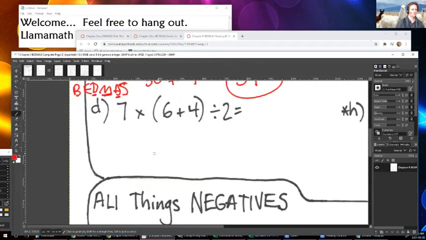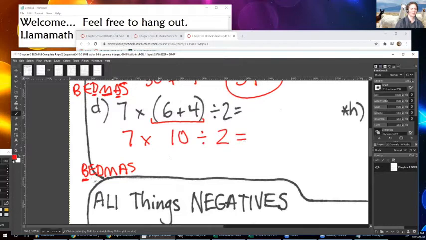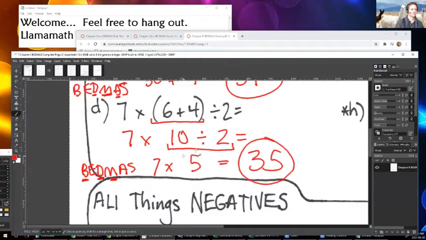Awesome. We're getting through these. Let's look into the first. It's brackets. Let's do the brackets first. It's really tempting to do this one first. We've got to do the brackets first. So 7 times 6 plus 4 is 10 divided by 2. Cool. Now we're going to do no exponents. We can do the division. So 7 times 10 divided by 2 is 5. And now we can do the multiplication. 7 times 5 is 35. All right.